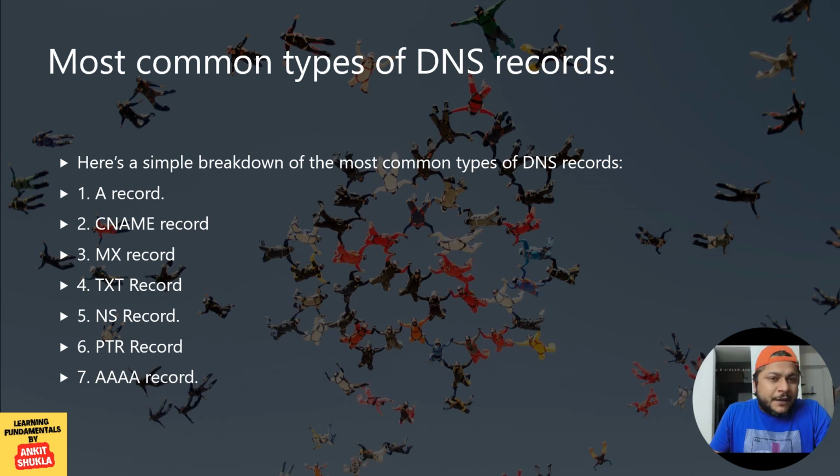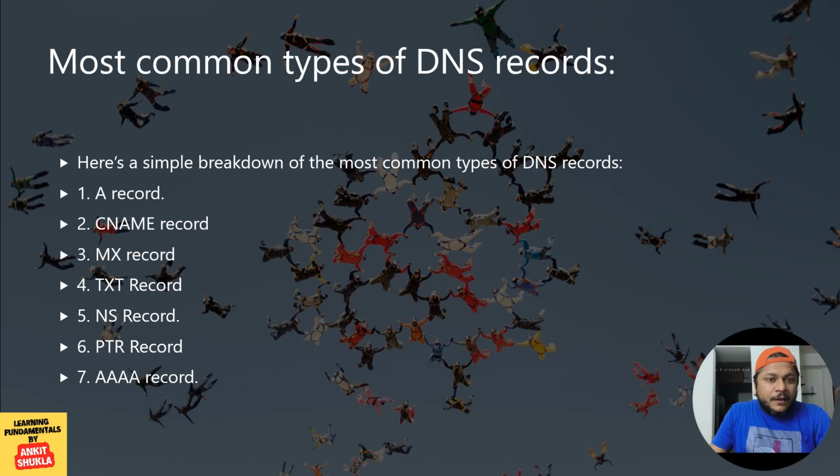Let's talk about the MX record, the mail exchanger record. It directs email to the servers responsible for handling inbound emails for the domain. If you send an email to someone at example.com or some company name.com, the MX record tells your email provider where to deliver that email.